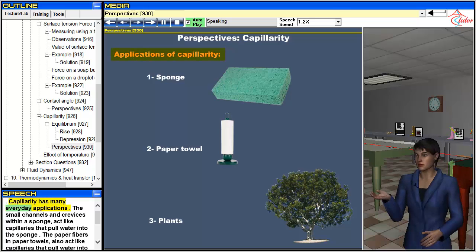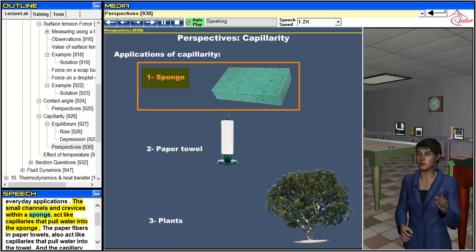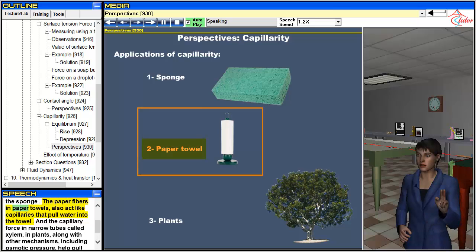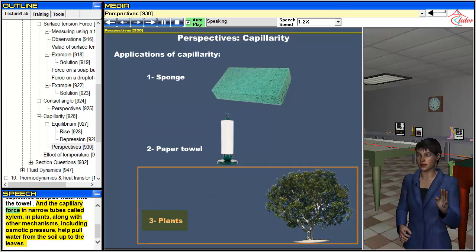Capillarity has many everyday applications. The small channels and crevices within a sponge act like capillaries that pull water into the sponge. The paper fibers in paper towels also act like capillaries that pull water into the towel. And the capillary force in narrow tubes called xylem, in plants, along with other mechanisms, including osmotic pressure, help pull water from the soil up to the leaves.